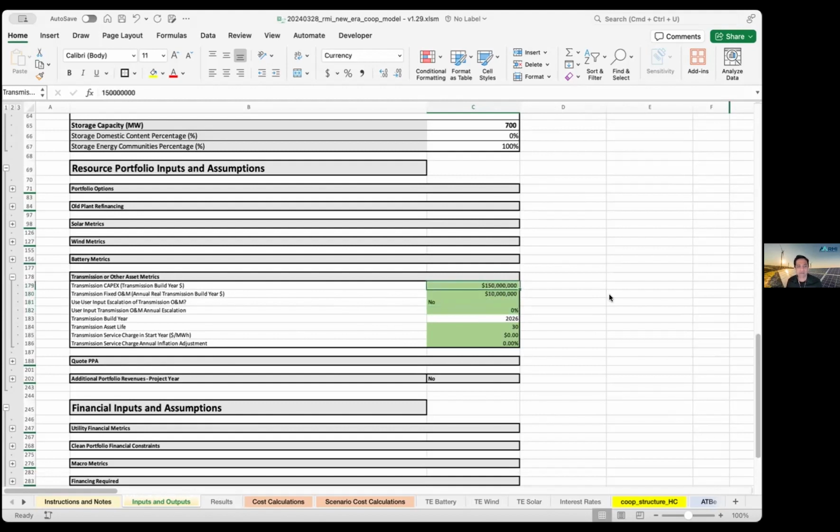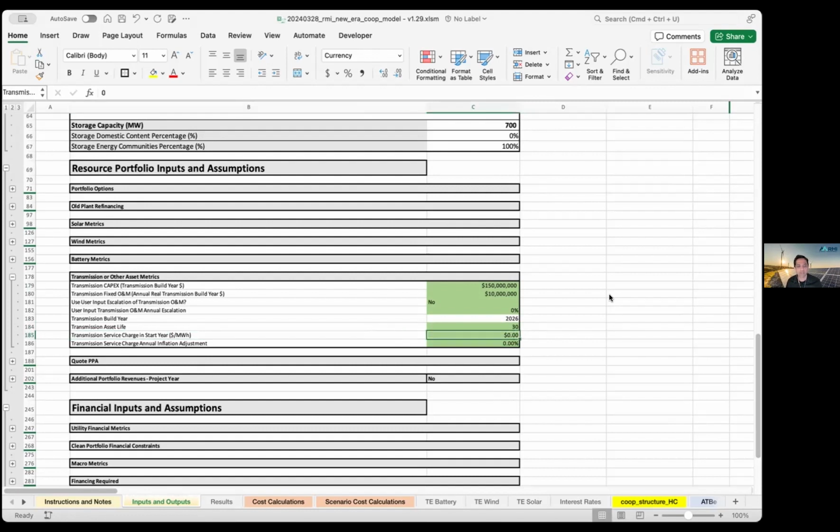Now, these CapEx and OpEx amounts and escalation are assuming that the co-op owns the transmission and that there is an asset life associated with it. Instead, or in addition, you can also pick to incorporate a transmission service charge associated with your asset if you're not expecting that you'll be able to own the transmission to, for example, interconnect the portfolio of assets that you've got.